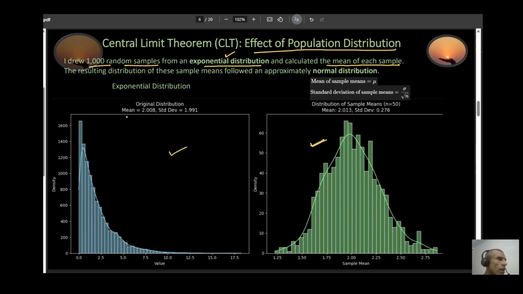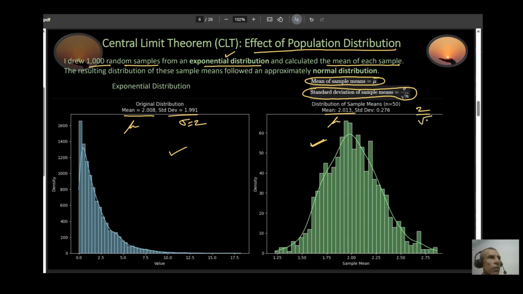Number one, let's say in this case the mean is mu for my population, and the standard deviation for the population is sigma. They both are essentially 2, you can see that. And the mean of my sample means again came out to be mu. So the mean of my sample mean is the same as your population mean, and the standard deviation of your sample mean was sigma divided by root n. And you can verify that: sigma in this case is 2, so 2 divided by root n, which is root 50, because my sample size is 50. I picked up 1000 samples, and each sample was of size 50. So 2 divided by root 50, and the answer is 0.276.